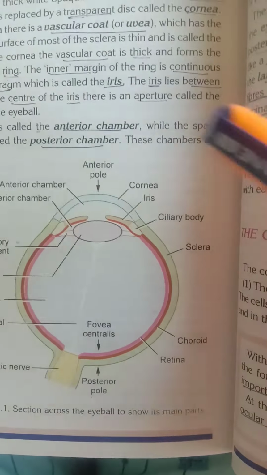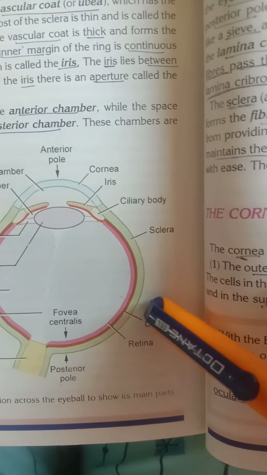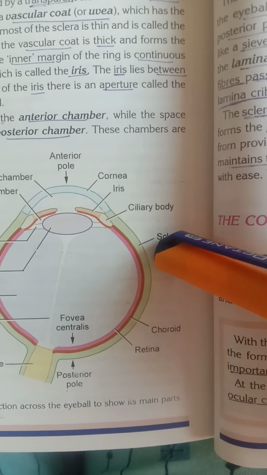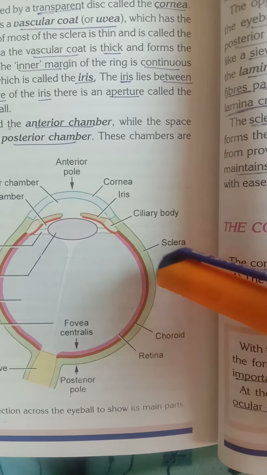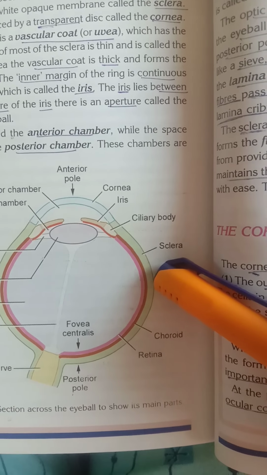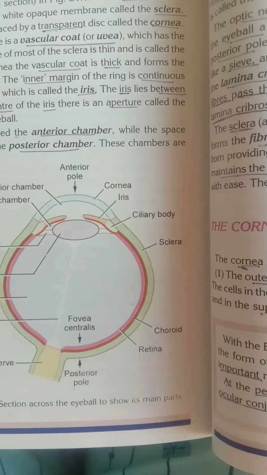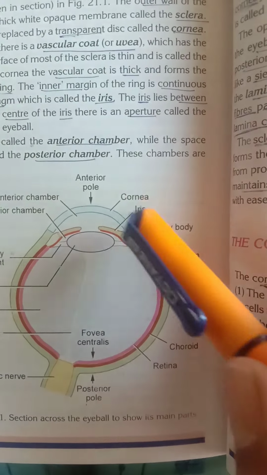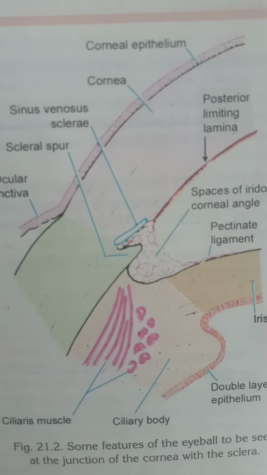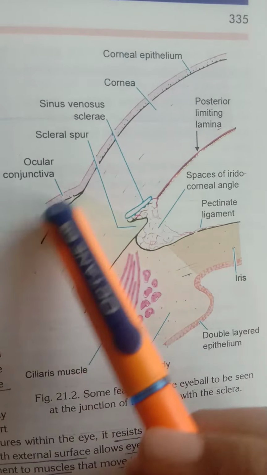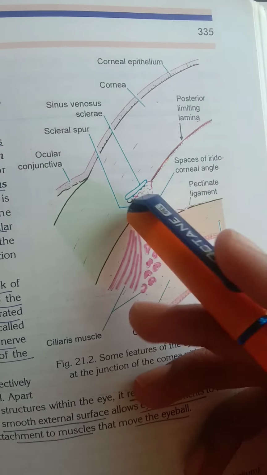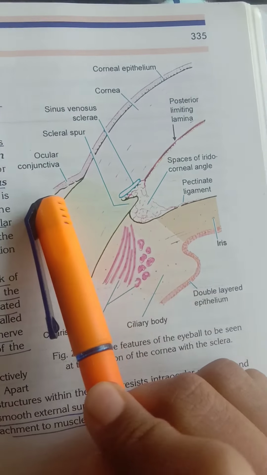Now let us start learning the histology of the sclera. The sclera contains white fibrous tissue, that is collagen, and also elastic fibers and connective tissue. In the connective tissue, fibroblasts are abundant, and some of the cells in the sclera are pigmented. Externally, the sclera is covered anteriorly by the ocular conjunctiva, which you can see here, and posteriorly by a fascial sheet, also called episclera.